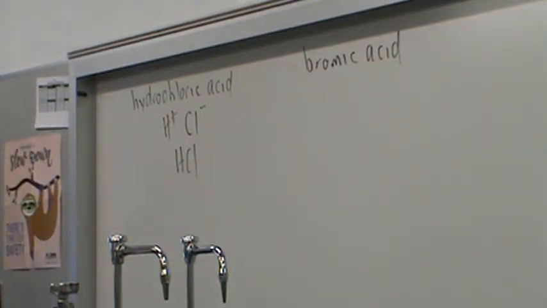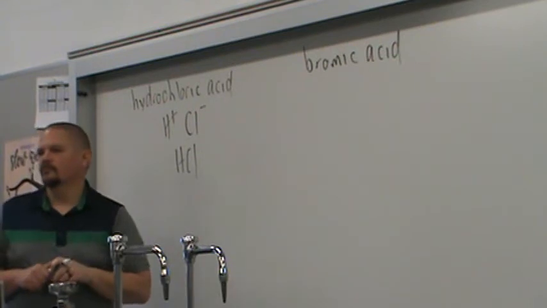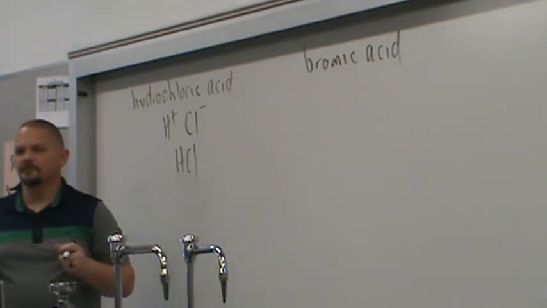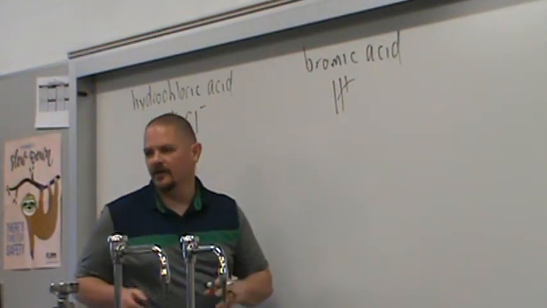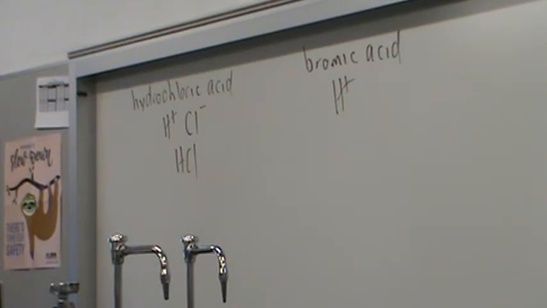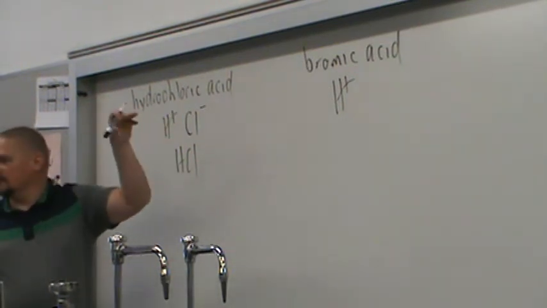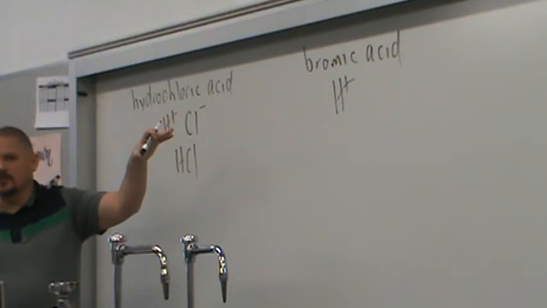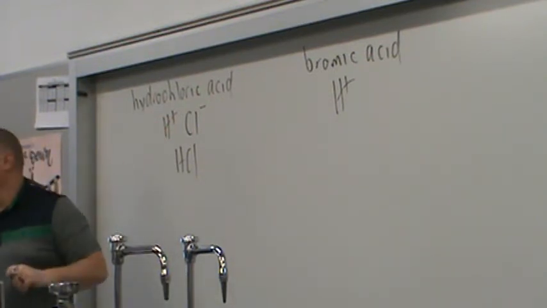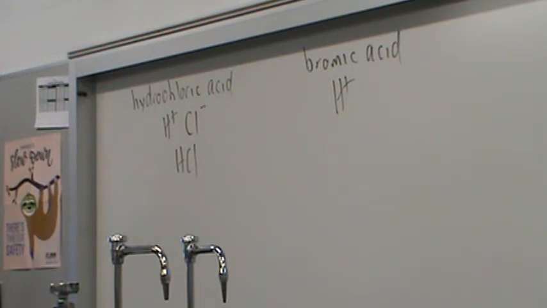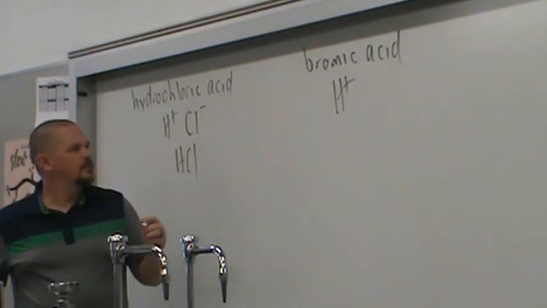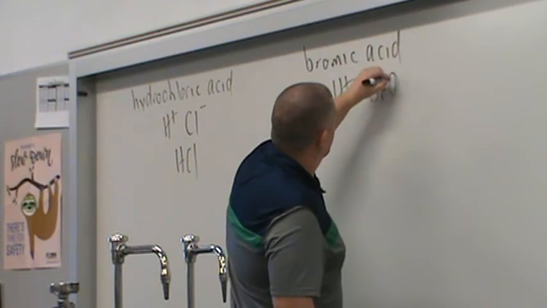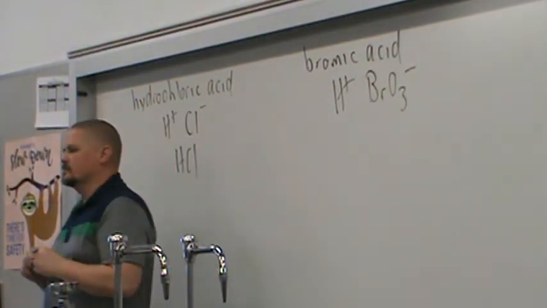Okay, bromic acid. What's our cation? H. Yep, hydrogen ion. Okay, now, anion. Since our acid just ends with IC, this is telling us that our anion ends with ATE, so we're looking for bromate. If it ends with ATE or ITE, it's definitely a polyatomic ion. So what is the formula for bromate? BrO3 with a -1 charge.